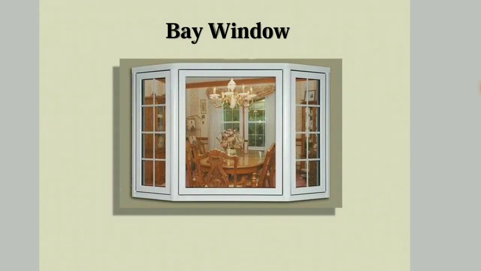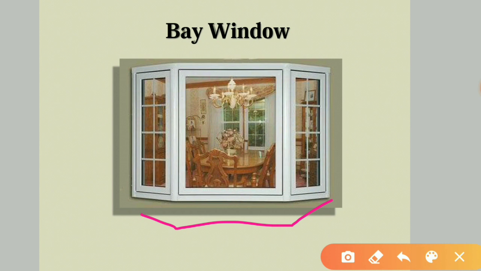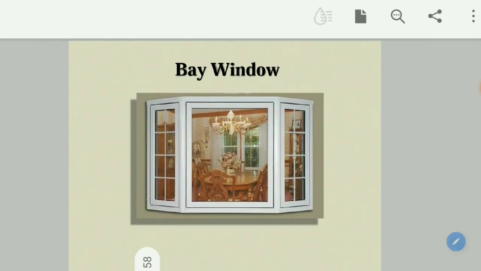Next, bay window with a projection like this, then it is called bay window. More access for lighting is there. More light can be experienced inside the room because of these bay windows. Why? Because it is having a different shape.